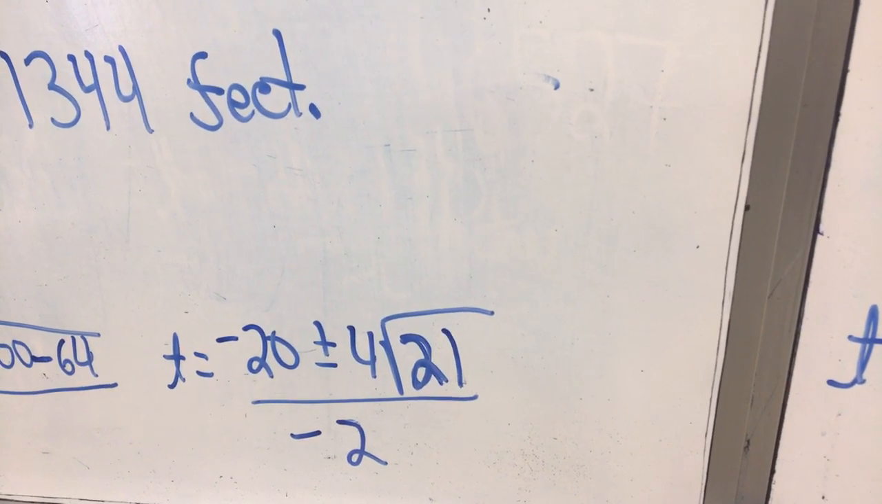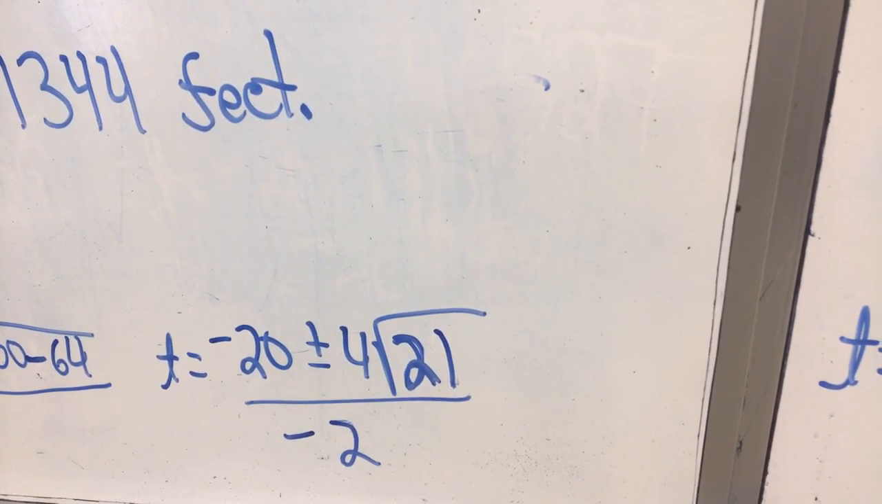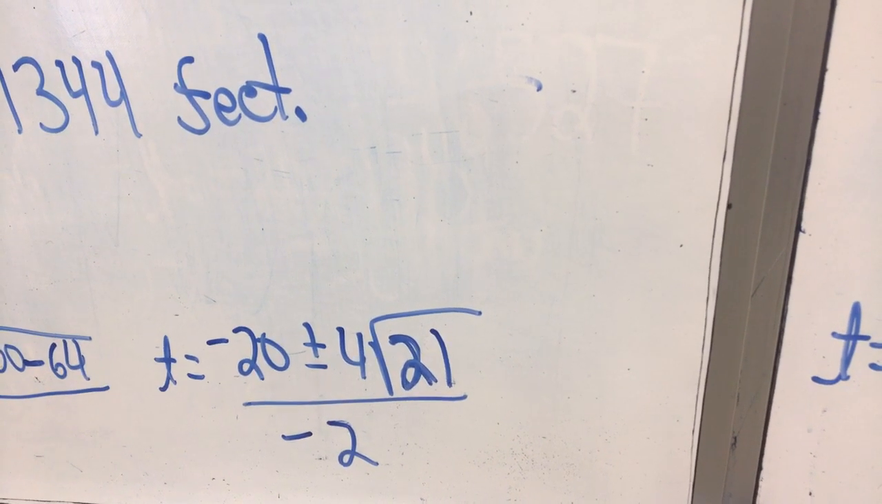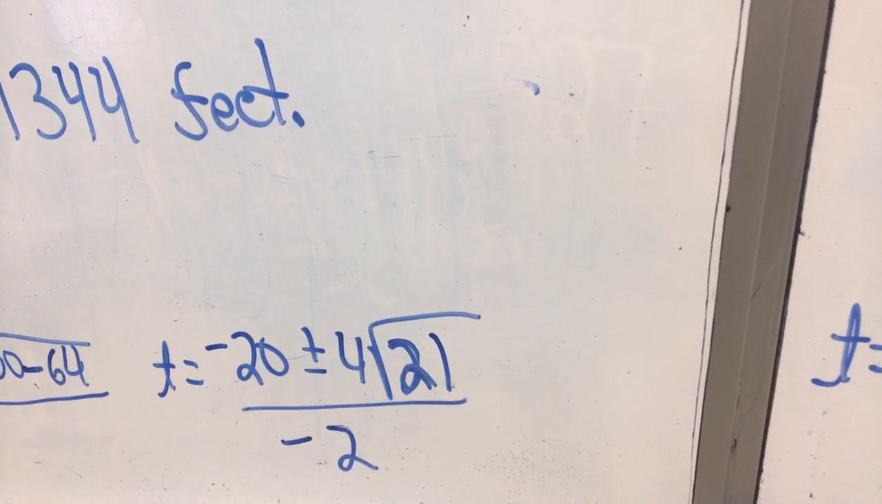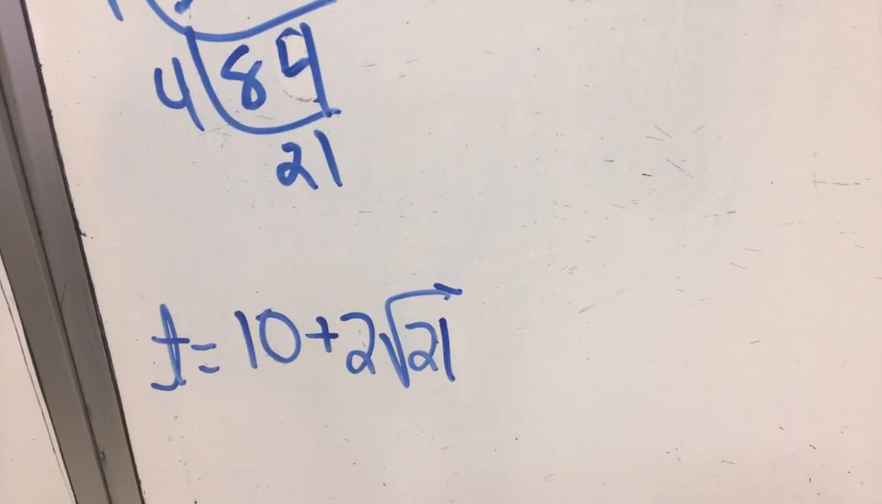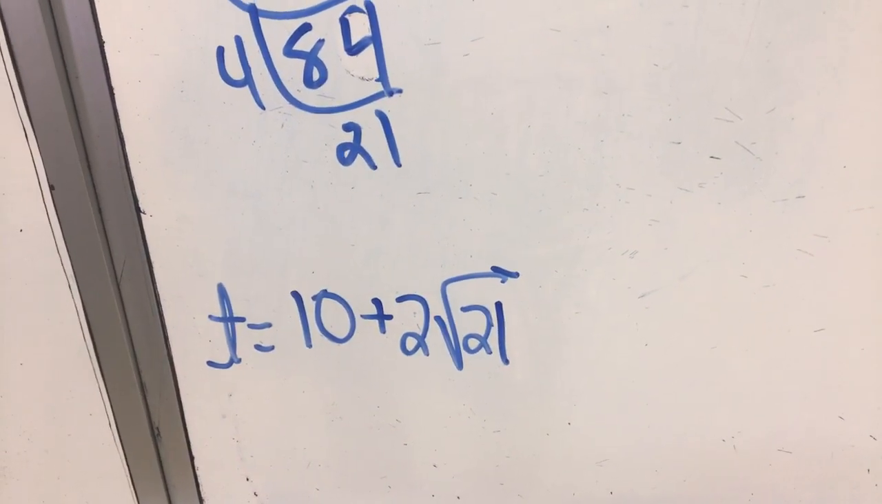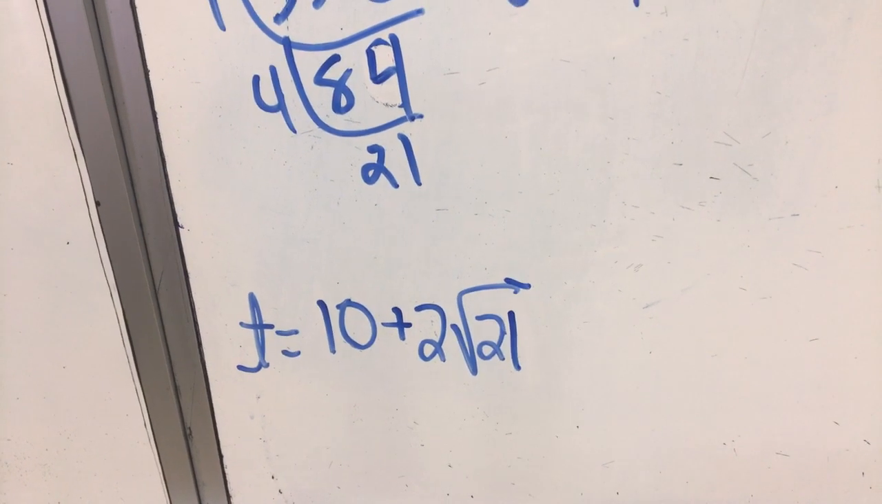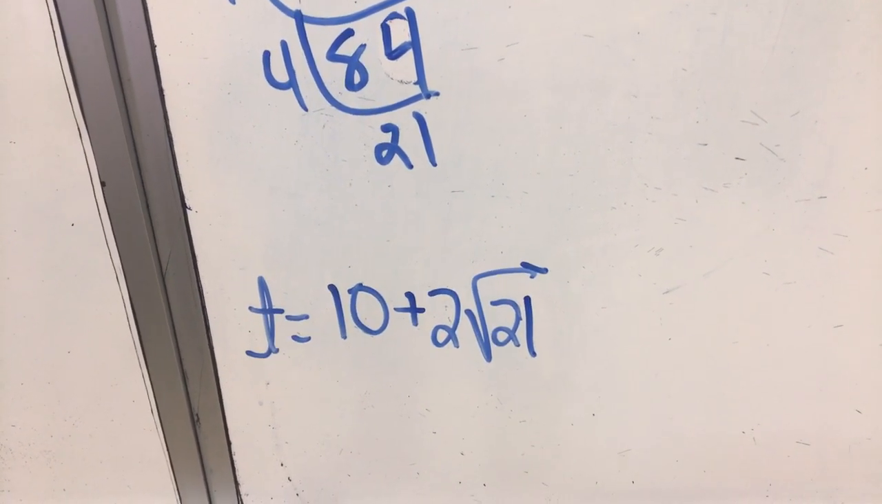Now, which one of those do you suppose you want? You want negative 20 minus 4 square roots of 21, or do you want negative 20 plus 4 square roots of 21, okay? Or 2 square roots of 21. Okay, there it is. We're going to take the positive value, okay? That's how many seconds it takes the piano to hit 0, all right?